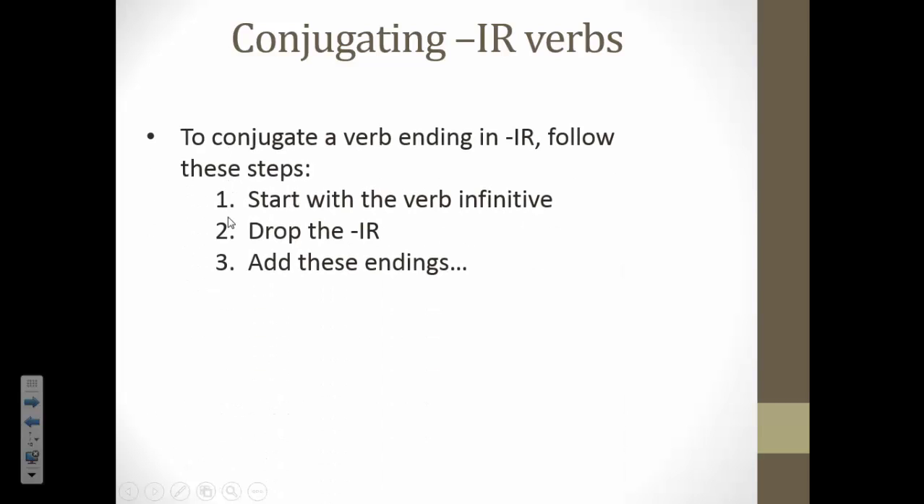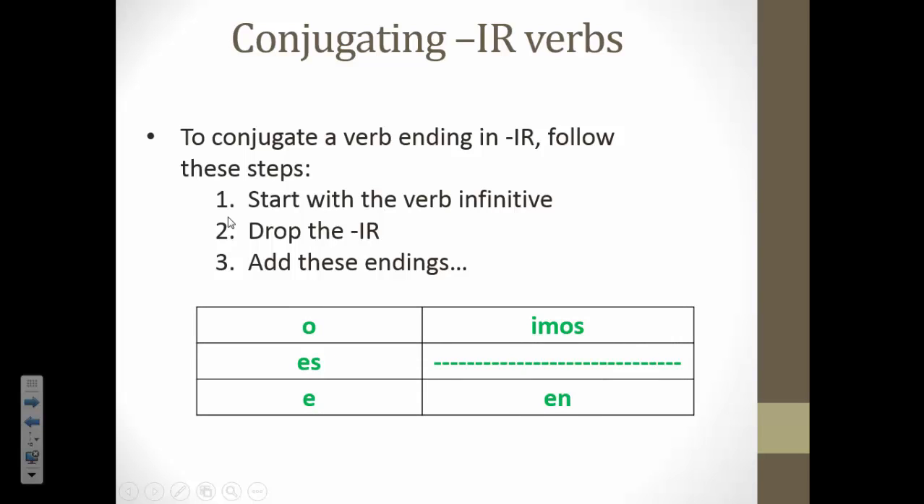Now, IR verbs are very similar to ER verbs, but there's a slight difference, okay? So again, you start with the infinitive of the verb, whatever it may be. You drop the IR this time, because that's what kind of verb it is, and you add the following endings. Now, if you compare these endings to the chart in part D of your note guide where you conjugated comer, you'll notice that they're all the same except the nosotros.